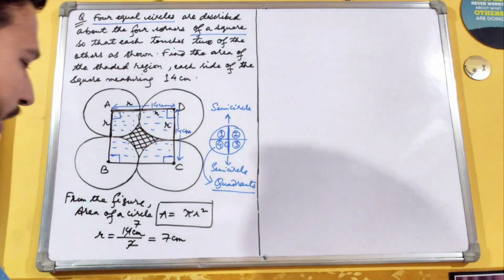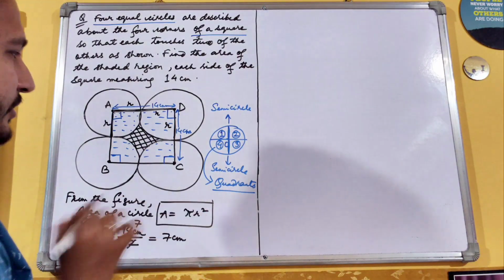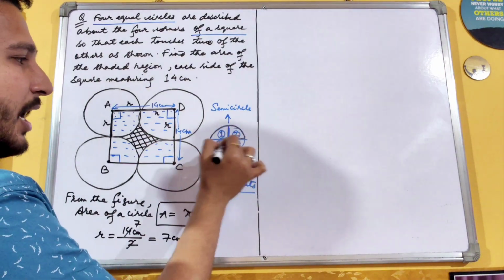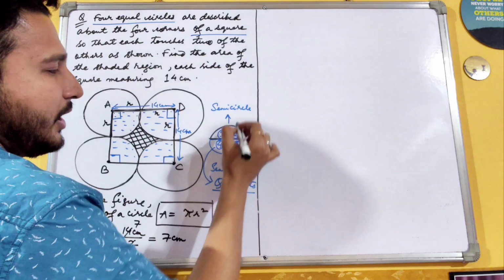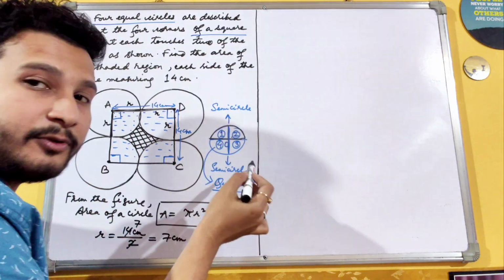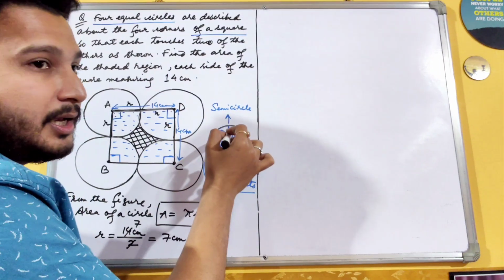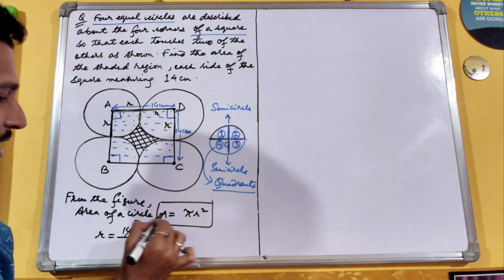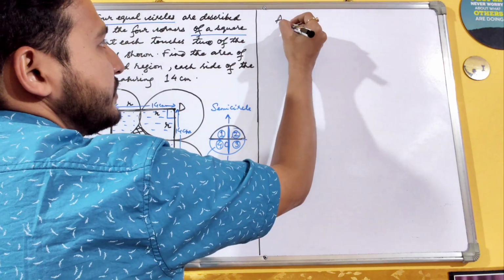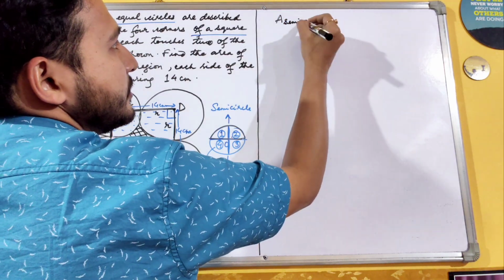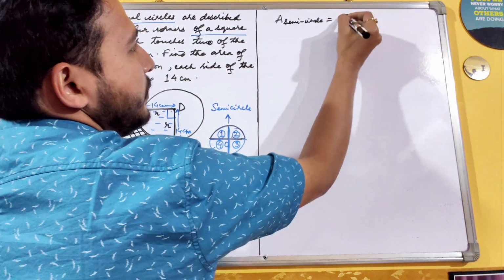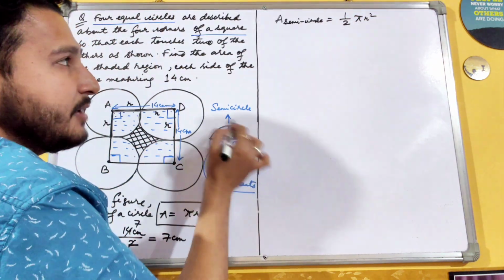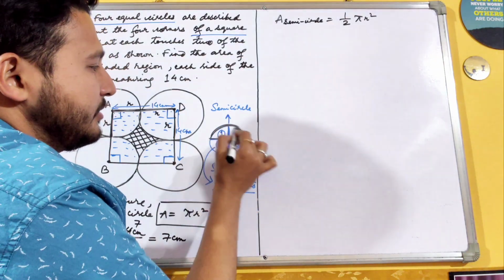If the area of a circle is pi r square, then what would be the area of a semicircle? Of course, this would be half of pi r square, right? So if the area of a circle is pi r square, the area of a semicircle would be half of pi r square, because half of the area of the total circle will give you half the area, this one.